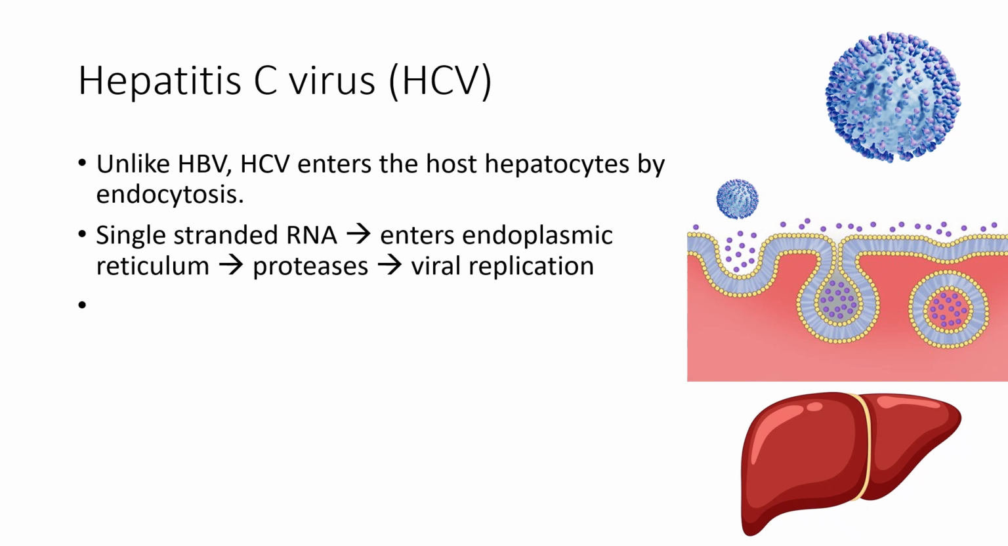Related to the Hep B virus is your hepatitis C virus, or HCV. Unlike its cousin, HCV enters the host hepatocyte cells through the process of endocytosis. HCV contains a single-stranded RNA which invades the endoplasmic reticulum of the hepatocyte. Through the enzymes proteases, viral replication is triggered. And when there are numerous new hepatitis C viruses, nearby hepatocytes are also invaded and infected.